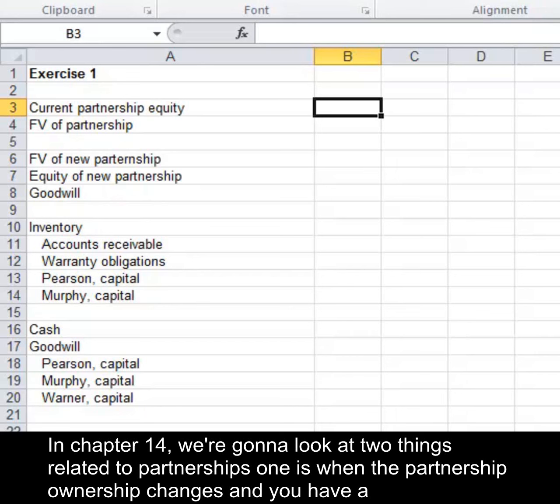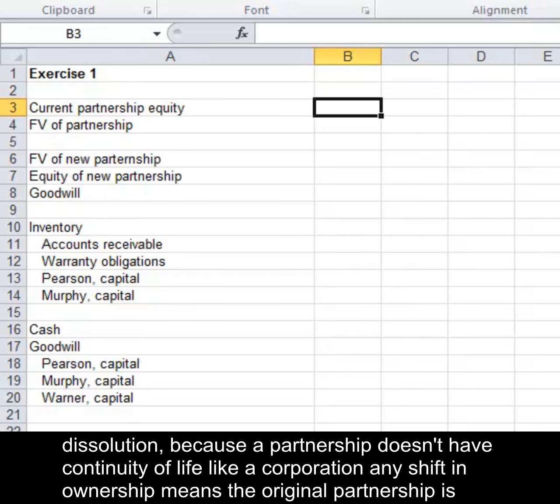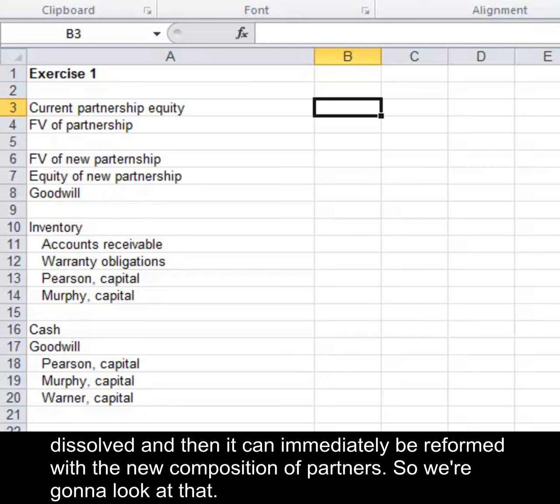In Chapter 14, we're going to look at two things related to partnerships. One is when the partnership ownership changes and you have a dissolution. Because a partnership doesn't have continuity of life like a corporation, any shift in ownership means the original partnership is dissolved and then it can immediately be reformed with the new composition of partners. So we're going to look at that.